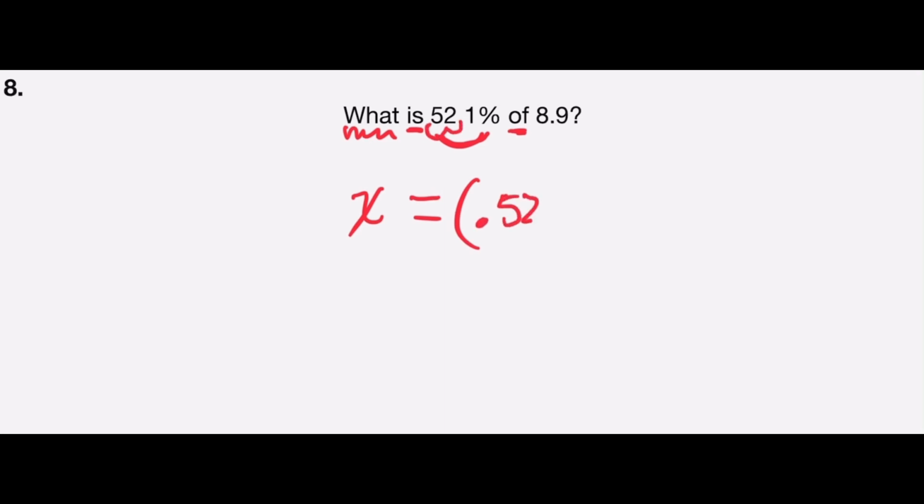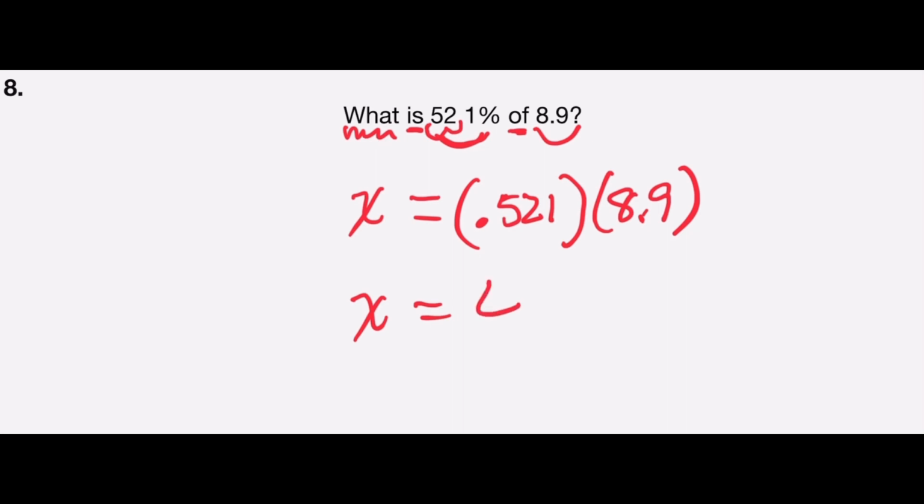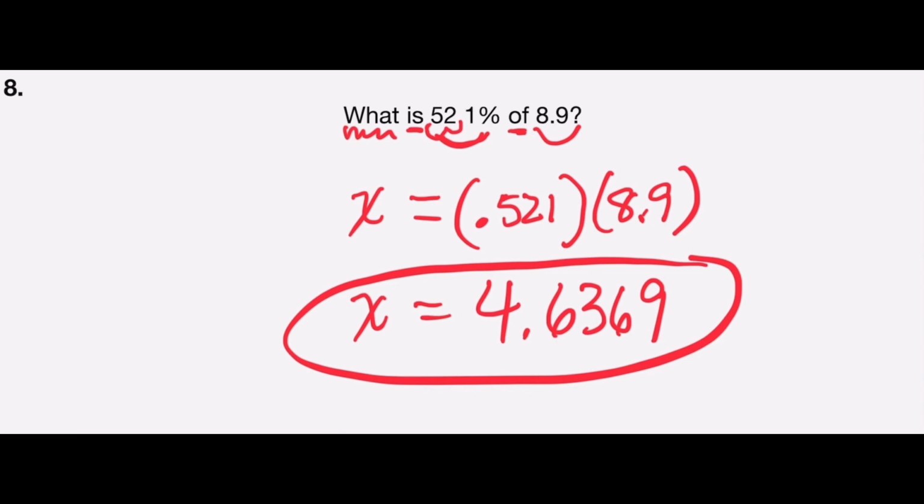left, 0.521, times 8.9. Since x is already solved for, if I punch 0.521 times 8.9 in a calculator, I find out that x equals 4.6369. So, what is 52.1% of 8.9? It's 4.6369.